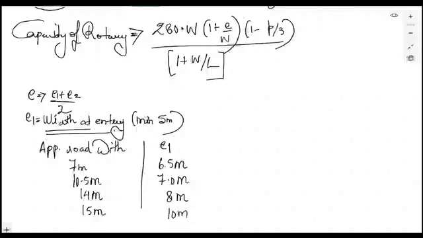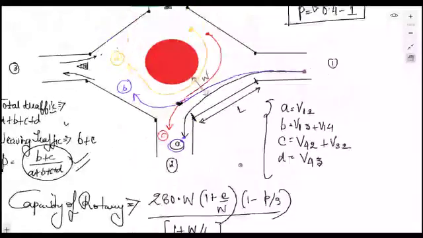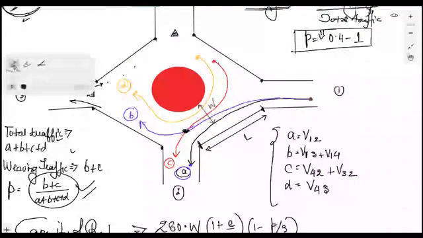Now what is E1? Just see that in the figure. E1 is this value, which is the width at the entrance or entry. Now what is E2? E2 is the width of the non-weaving section.